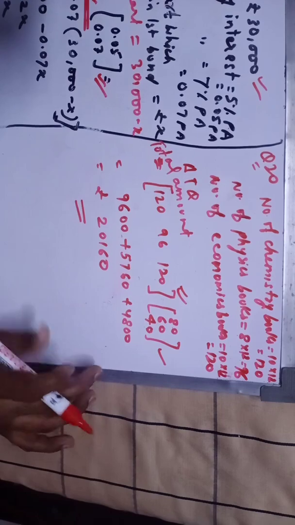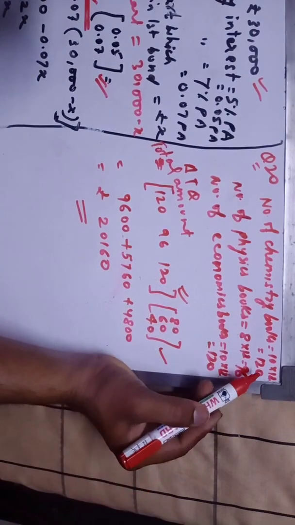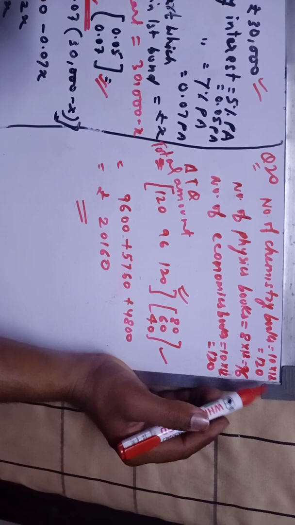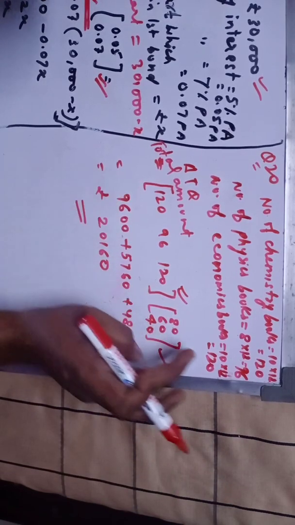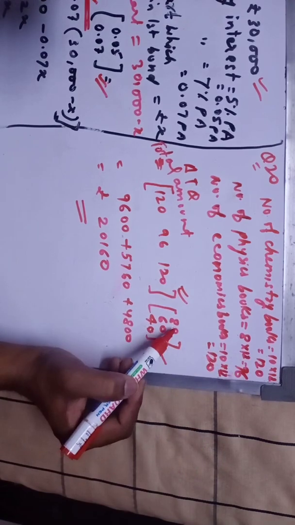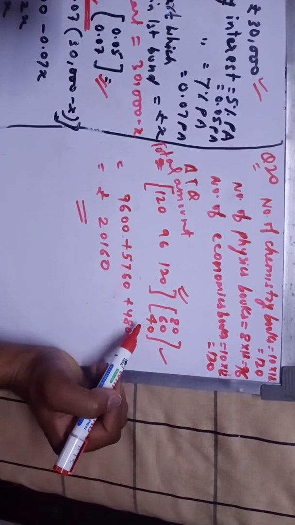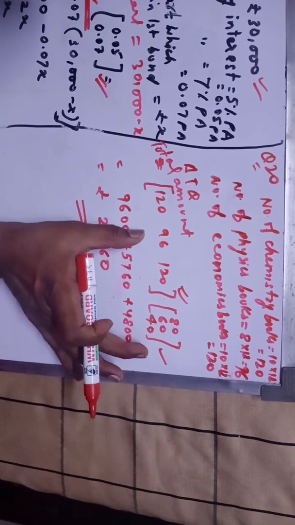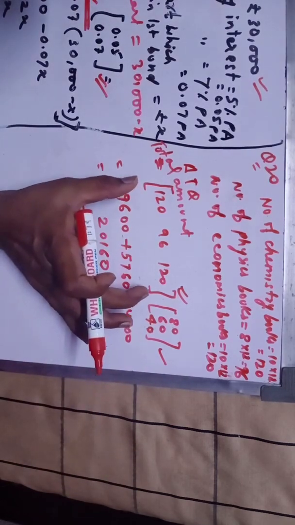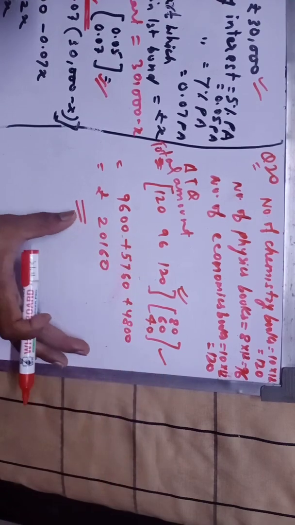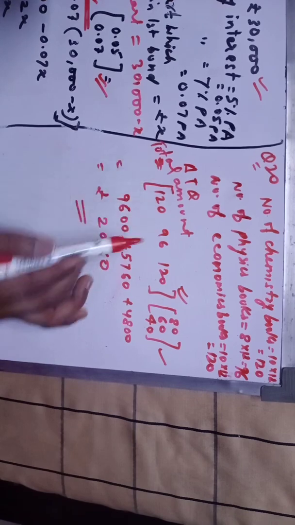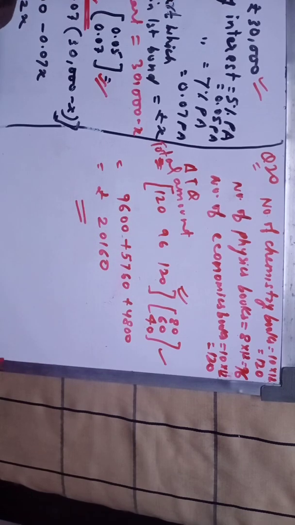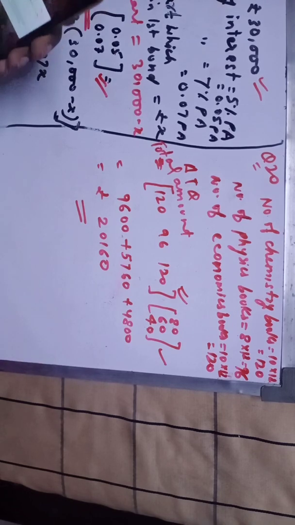Simply, the numbers of chemistry, physics and economics books are given, so we write this as a row matrix. And second, the cost is given to us. The cost of one chemistry book is rupees 80, a physics book is 60 and an economics book is 40. So we write this as a column matrix, and we multiply, finding the product of these two. After calculating this, you will get the total amount. Okay? Is it fine now?